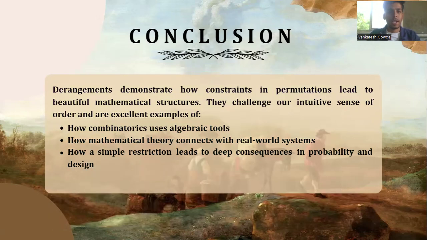So in conclusion, derangements demonstrate how constraints in permutations lead to beautiful mathematical structures. They challenge our intuitive sense of order and are excellent examples of how combinatorics uses algebraic tools, how mathematical theory connects with real-world systems, how a simple restriction leads to deep consequences in probability and design.